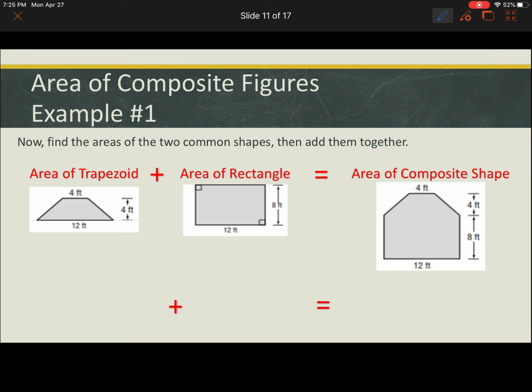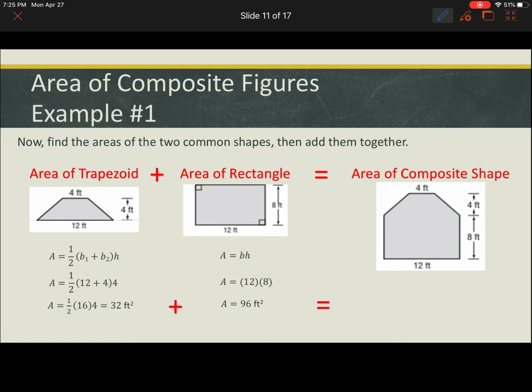First, area of the trapezoid. We use the formula 1/2 of the combination of the base 1 and base 2, and then times the height. Substitute in what we know. We get an area of the trapezoid of 32 feet squared. The area of the rectangle is simply base times height. We substitute in what we know, and we get an area of the rectangle of 96 feet squared.